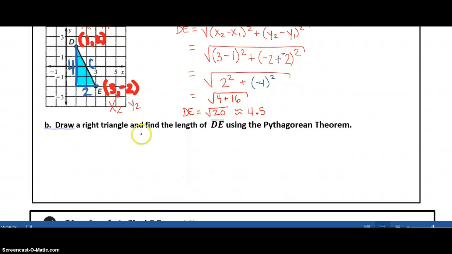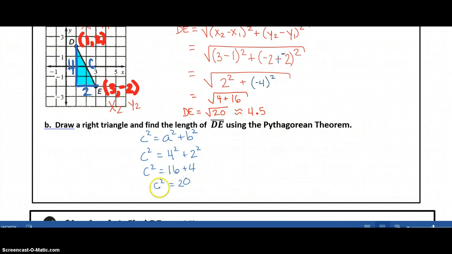So again, I write the formula first. C squared equals A squared plus B squared, and I plug in. C is what we're finding. A and B are 4 and 2, or 2 and 4. Again, the order does not matter for the legs. 4 squared is 16. 2 squared is 4, and if you combine like terms, you get c squared is 20.